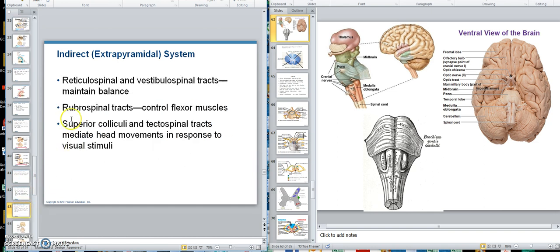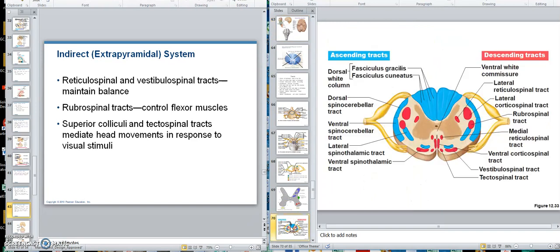Okay? Like the reticulospinal and vestibulospinal tracts, they maintain posture and balance. See, let's go up here. So like the reticulospinal tract, right? And the vestibulospinal tract. There we are. Rubrospinal, from the red nucleus, controls flexor muscles. When I want to lift my arm up, they would steady that motion when I want to flex my arm.